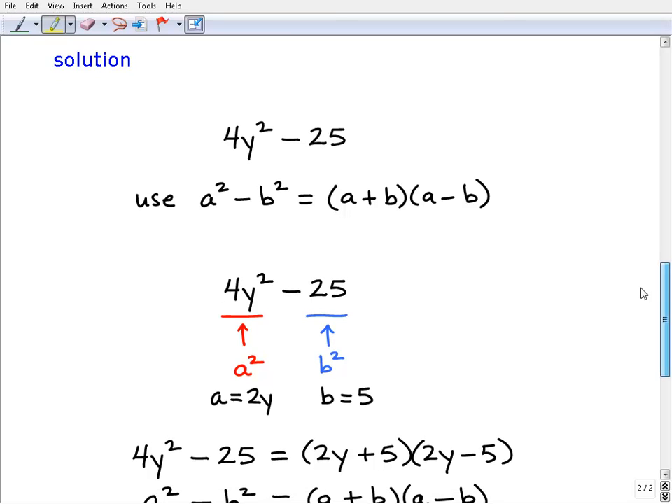So we have 4y squared minus 25. If you're just given this problem and you want to factor it, the first thing you want to do is try to factor the GCF, the greatest common factor, but in this case there is no GCF. And it's not a trinomial, so you might say, well, I can't factor it.